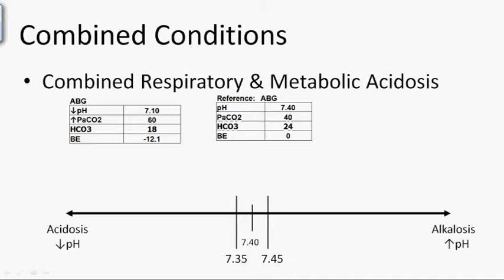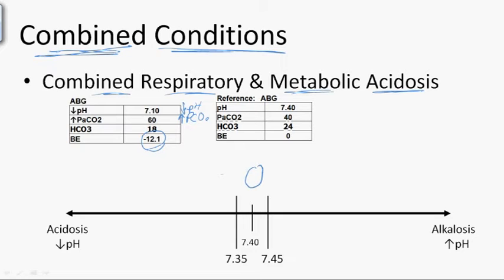We're talking about combined conditions. All right, so combined conditions are very important for us to distinguish. We've got effects of both the respiratory component and the metabolic component. So we've got a combined respiratory and metabolic acidosis. All right, so here's our reference blood gas. What changes have occurred? Well, we've got a decrease in our pH. Okay, well, that could be just due to the respiratory component, but it isn't. We've got an increase in CO2, and we have this large negative base excess. So how are we going to plot that up?